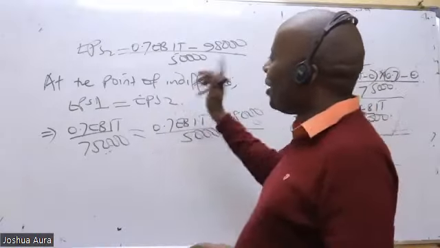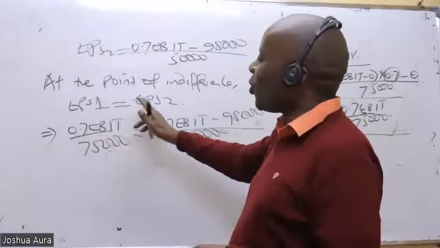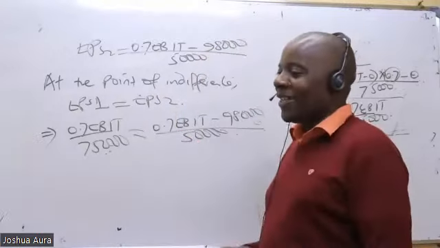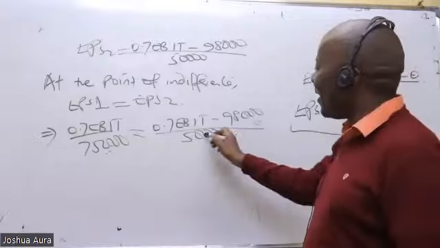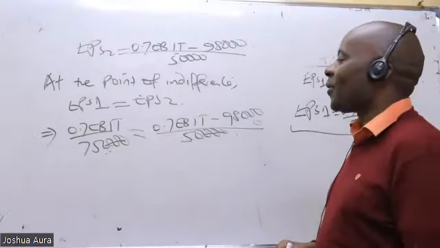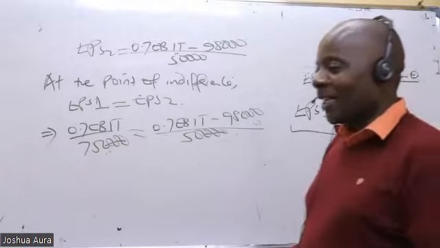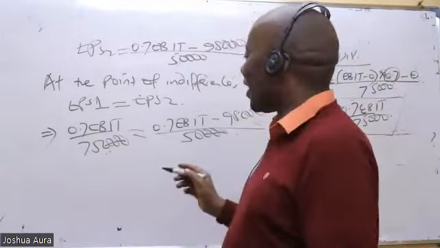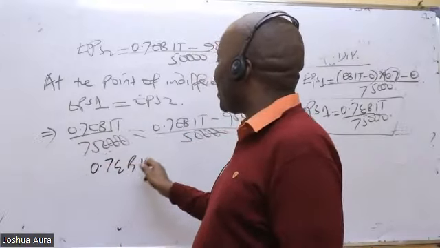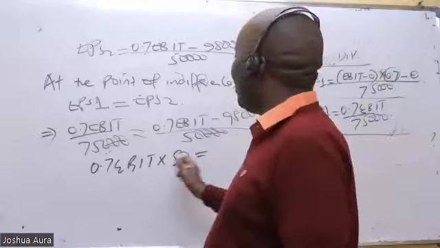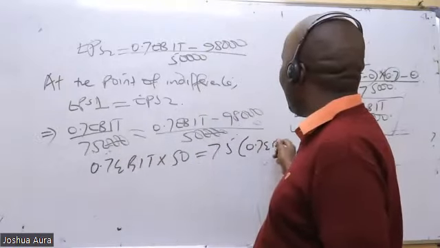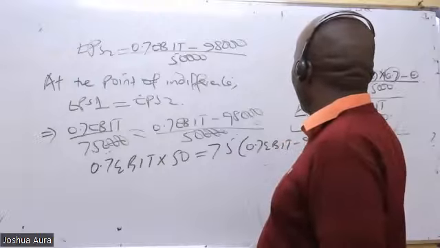So at the point of indifference, ladies and gentlemen, EPS 1 should be equal to EPS 2. So you equate the two formulas. In this particular case, cut these 3 zeros to make it easier. So if you cross multiply, this will be 0.7 EBIT times 50 equals 75 into 0.7 EBIT minus 98,000.